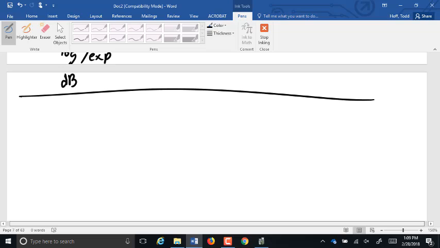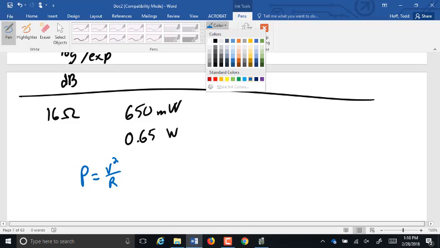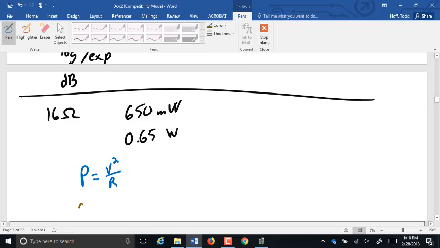So we have a 16 ohm resistor and we need to be developing 650 milliwatts across it. That's 0.65 watts. Power can be either current times voltage, or current is voltage divided by resistance, so voltage squared over resistance. So what we have here is that 0.65 watts equals voltage squared over 16 ohms.